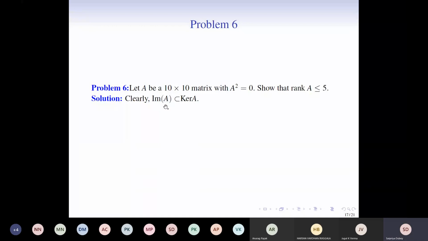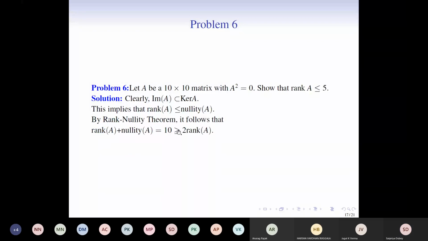What is the dimension of the image of A? The dimension of the image of A is the rank, and the dimension of the kernel of A is the nullity of A. So from here we get that the rank of A is less than or equal to the nullity of A. By the rank-nullity theorem, we know that rank of A plus nullity of A is equal to 10. Why 10? Because this is a linear transformation from R10 to R10, so the dimension of the domain is 10. So rank plus nullity is equal to 10.